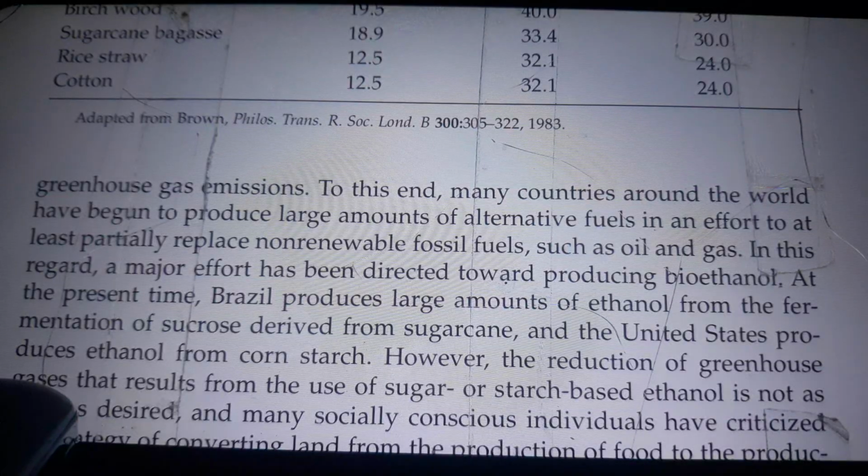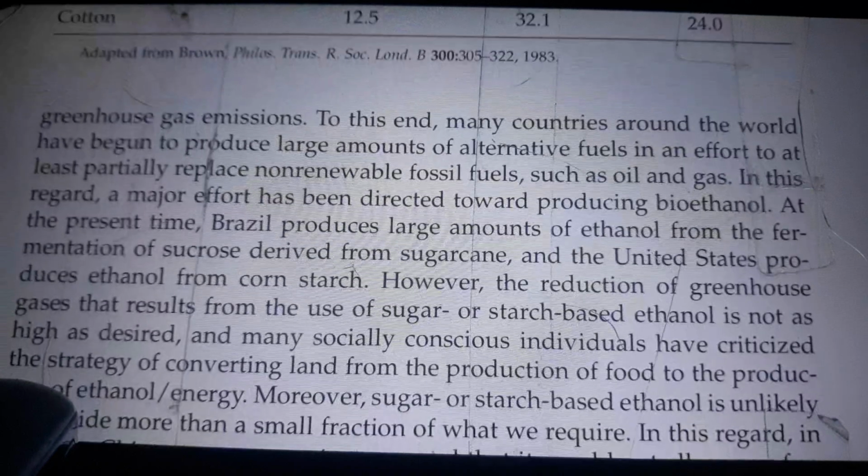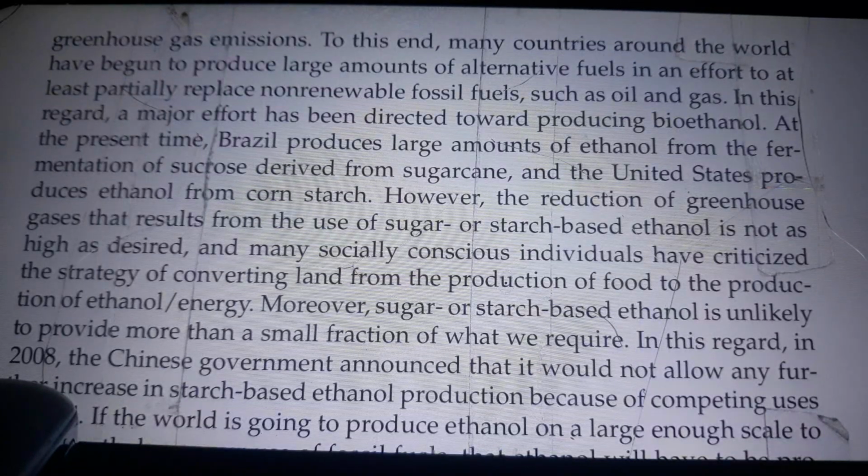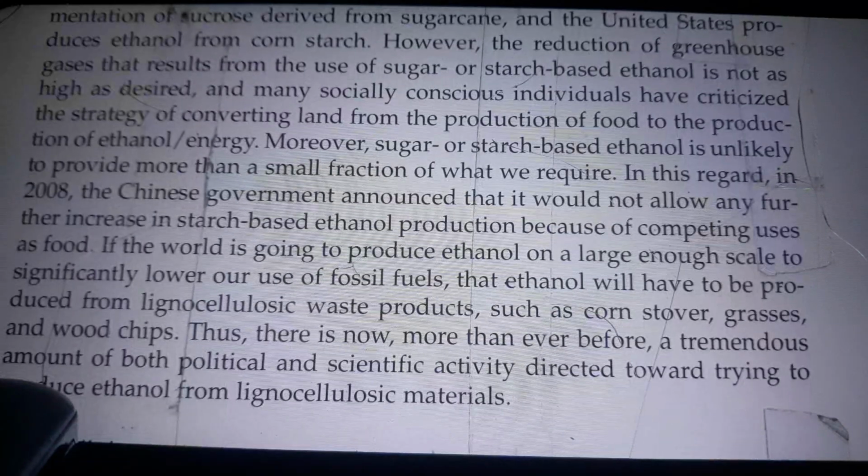To this end, many countries around the world have begun to produce large amounts of alternative fuels in an effort to at least partially replace non-renewable fossil fuels such as oil and gas. In this regard, a major effort has been directed toward producing bioethanol. At the present time, Brazil produces large amounts of ethanol from the fermentation of sucrose derived from sugar cane, and the United States produces ethanol from cornstarch. However, the reduction of greenhouse gases that results from the use of sugar or starch-based ethanol is not as high as desired.